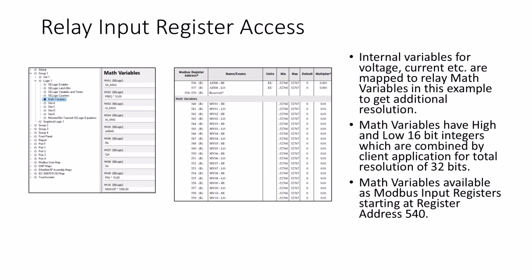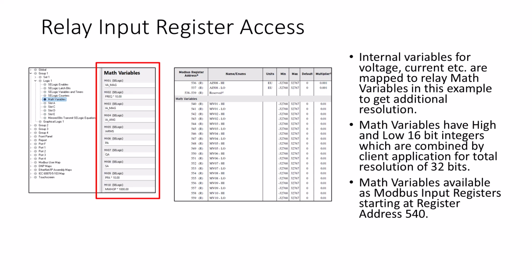To improve the accuracy of this relay's metering measurements, we use its internal math variables. Each math variable consists of both high and low 16-bit registers, providing a total resolution of 32 bits. Scaling factors can also be applied as needed to match specific measurement requirements. In the example shown, refer to the screenshot on the left, we are reading 10 values, including fundamental voltage magnitude, frequency, fundamental current magnitude and angle, RMS current, real, reactive and apparent power, power factor, and energy consumption.